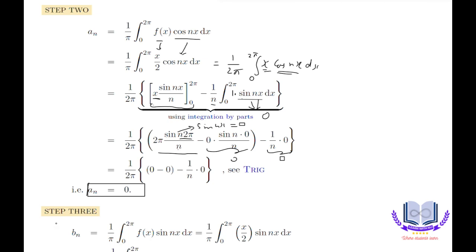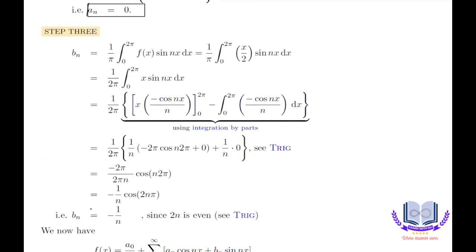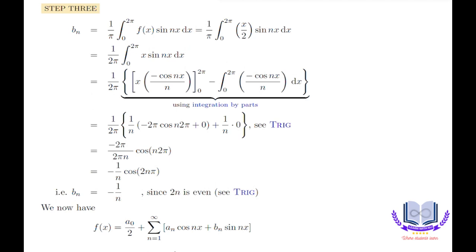Now in step 3, we have to calculate the value for bn. For bn, we will use the same formula: 1 by pi, integral from 0 to 2 pi of f(x) sin nx, which is equal to 1 by pi times the integral of x by 2 sin nx. Just replace it and do the same thing, the partial integration for x sin nx. When you solve this, you will again get the integral of cos nx, which you again replace with 0 because the integral of cos nx over 0 to 2 pi is 0.